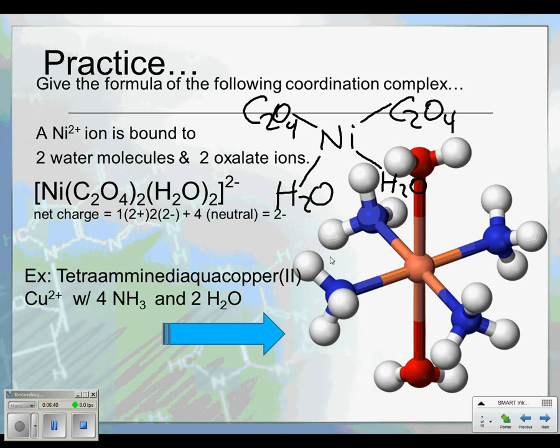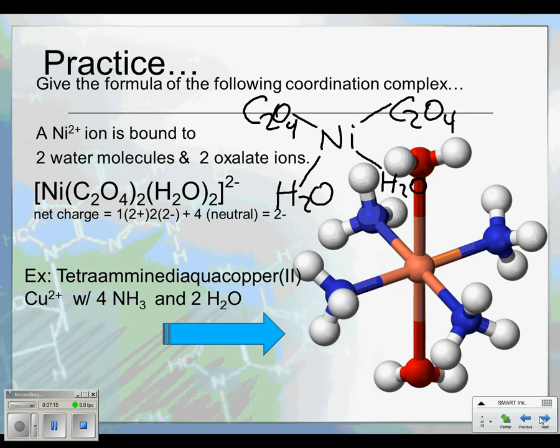And this next one is also already named for you, and you've got the tetraamine diaqua copper with the copper 2 plus ion in the middle. You've got 1, 2, 3, 4 amine groups or NH3 groups, as well as 2 waters, 1, 2, and you can tell that those are the amines, or the ammonias, and the waters due to the bent structure of the water with the H2O, and then the NH3s with the pyramidal structure.